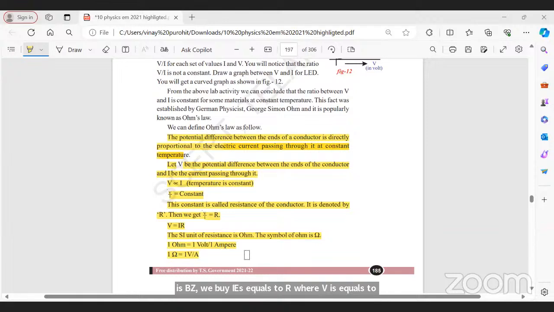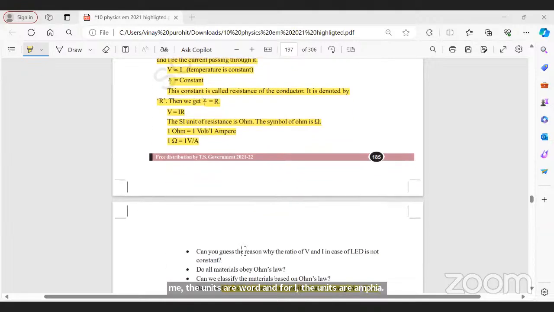Coming to the SI unit of resistance, it is ohm, and you can see the symbol here. So 1 ohm is equal to 1 volt by 1 ampere. For V, the unit is volt, and for I, the unit is ampere. So 1 volt by 1 ampere is equal to 1 ohm.